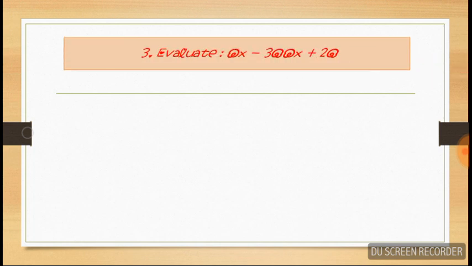Now let's proceed to example number 3. Evaluate the quantity x minus 3 times the quantity x plus 2. So again, we will use the distribution method. There are two terms in our first quantity, that is x minus 3, so we need to use the distribution method twice.